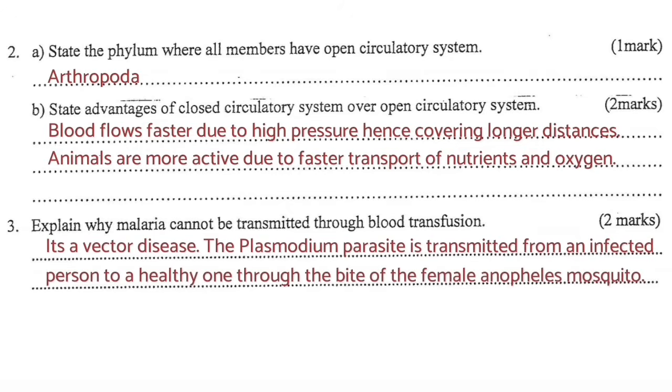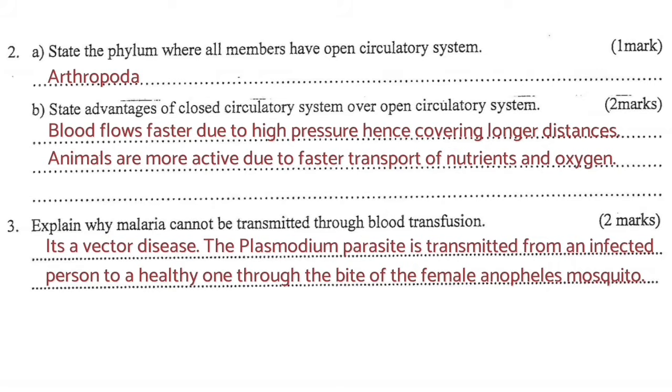Now, when it comes to the Plasmodium parasite, it requires the mosquito in order to complete a crucial part of its life cycle. Without the mosquito, the parasite cannot successfully mature into the form that is injected into a new human host, into a human. So essentially, it's a vector disease. The parasite is transmitted from an infected individual to a healthy one through the bite of the female Anopheles mosquito.